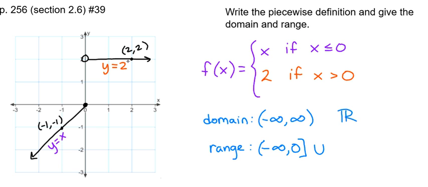And then this piece, all the points have the same y value, just the number 2. So we'll just put a 2. And you might even put set braces around the 2, but you don't have to. So we have the piecewise definition, the domain, and the range.